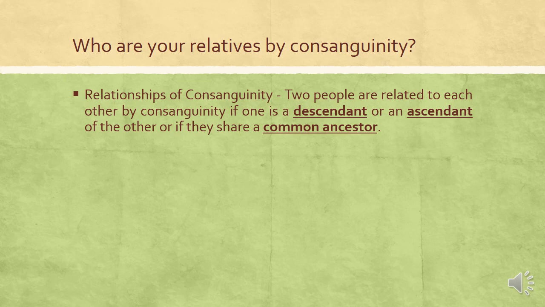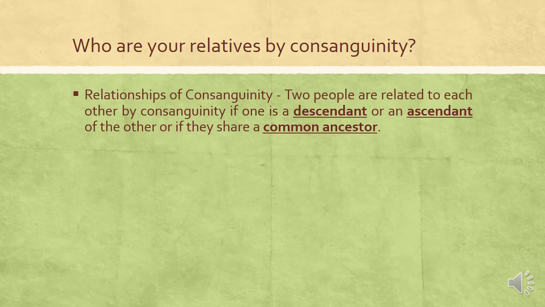Or if they share a common ancestor like brothers and sisters, they are still relatives by consanguinity because even if they are not ascendants and descendants of each other, still they share a common ancestor. That is, they belong to the same parent.